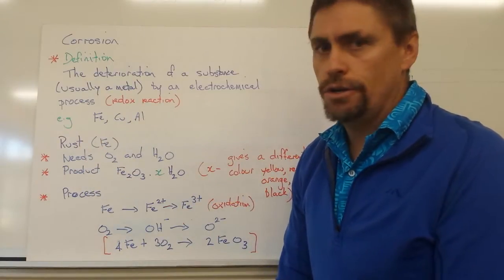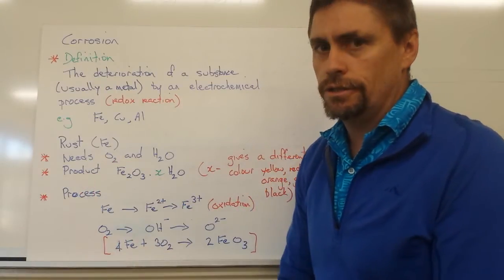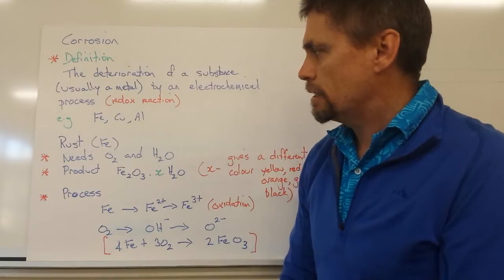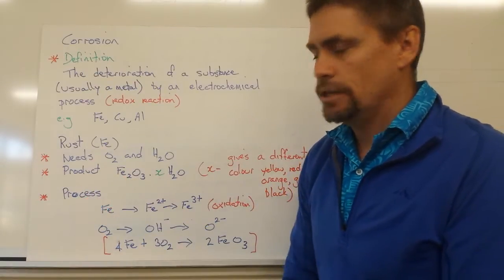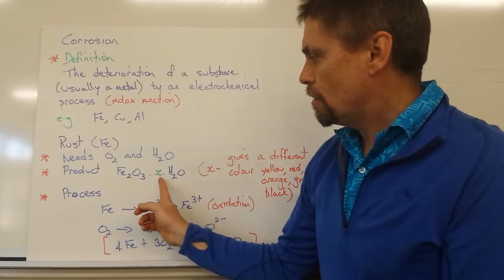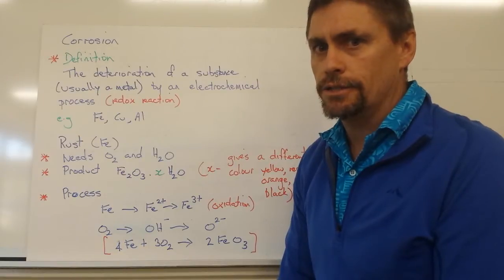For rust to occur, we need two things present. We need a source of oxygen and we need water. And the product of rust is iron 3 oxide. And this iron 3 oxide is commonly found with some sort of multiple of water molecules attached as well.